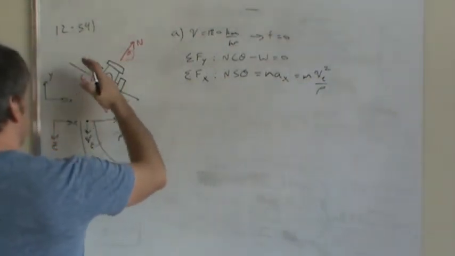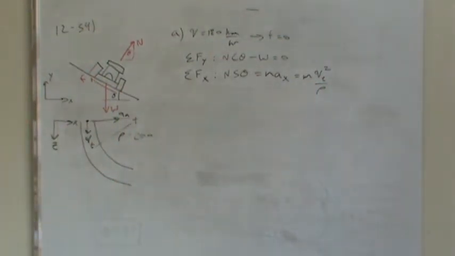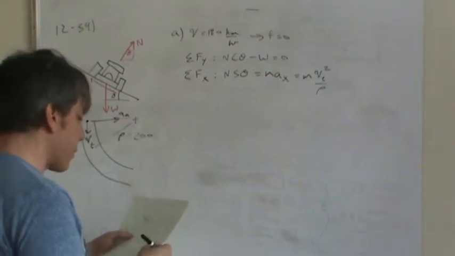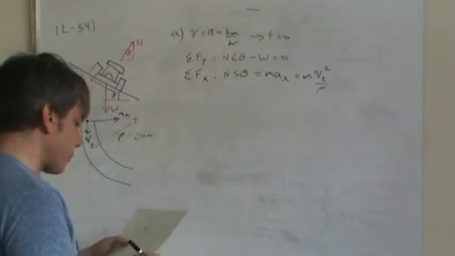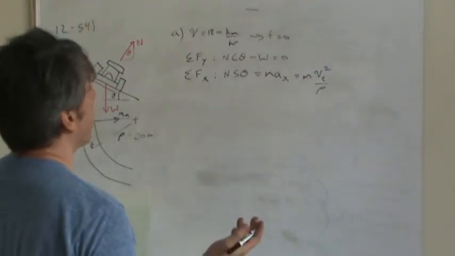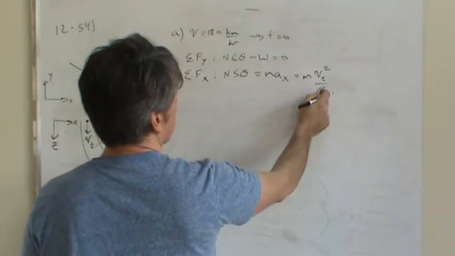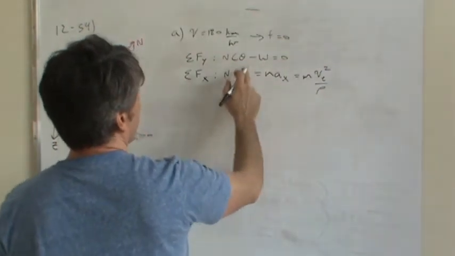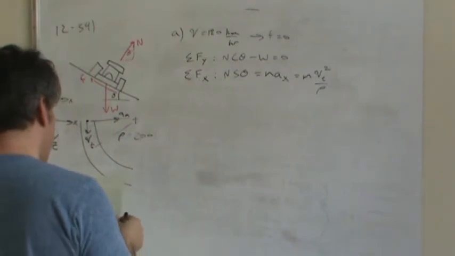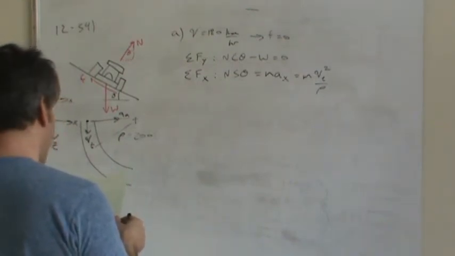Now the question is to find the angle theta, if the rated speed is 180 kilometers per hour. So let's do that. Basically, we have two equations, two unknowns, because we know the speed, we know the radius of curvature. The angle we don't know, the normal force we don't know, and so let's solve for the angle.